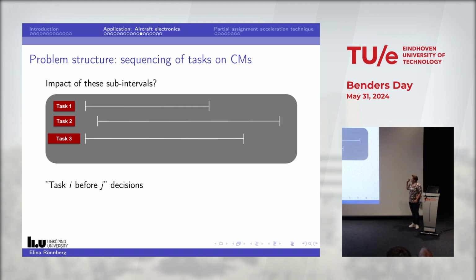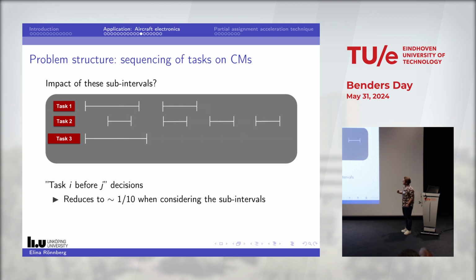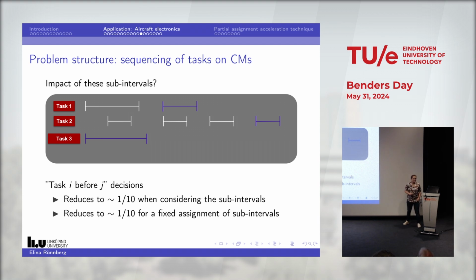If we go back to think about this in the sense of task i before j decisions, just to understand the impact of having these smaller subintervals, that would give me a reduction of about a factor of 10. And if I fix an assignment of the subintervals, that's another factor of 10. So things really happen when you create the subintervals, if you use this in the pre-processing and reduce the number of variables and so on. And for a fixed assignment, something also happens.